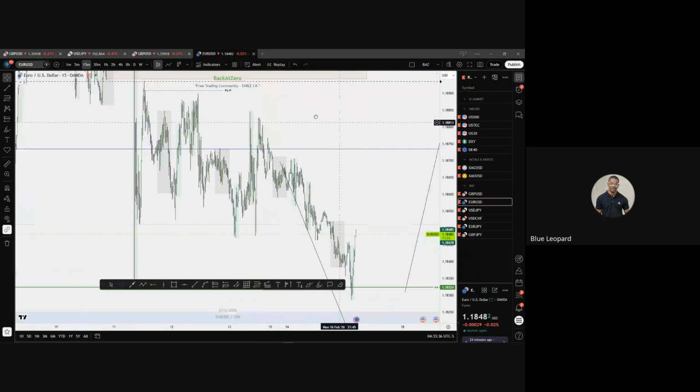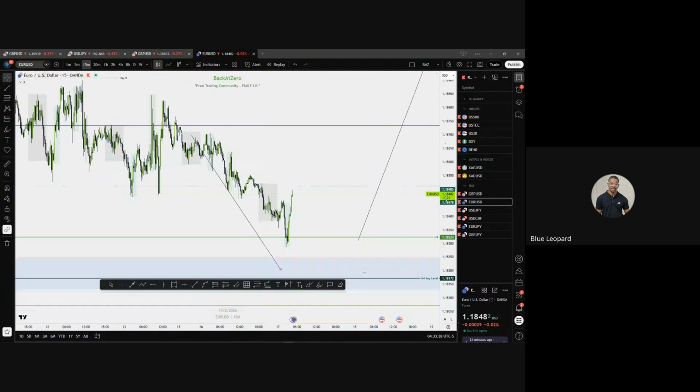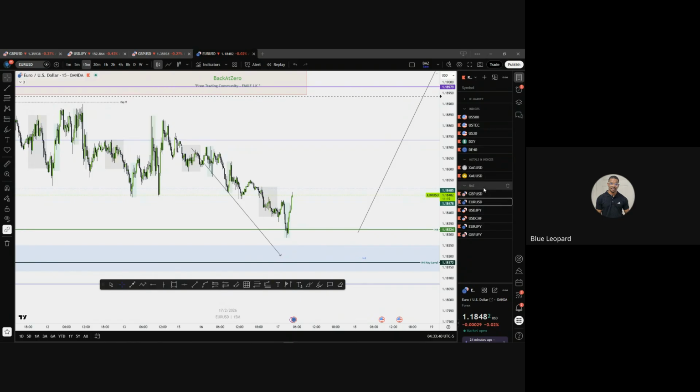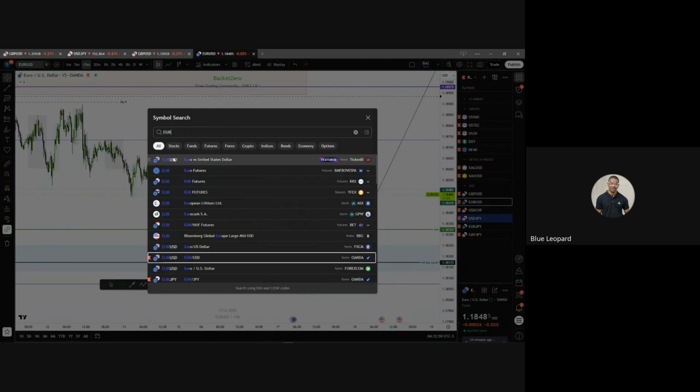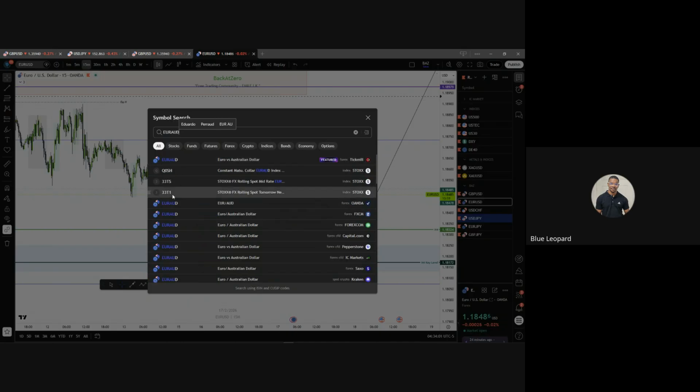Let me go here. I have metals, I have forex, and I have indices. I have other forex here, but I'm not gonna use them. I will add. Okay, good. I'll put USD JPY here on the top. USD CHF. Let's add on the list EUR AUD real quick.